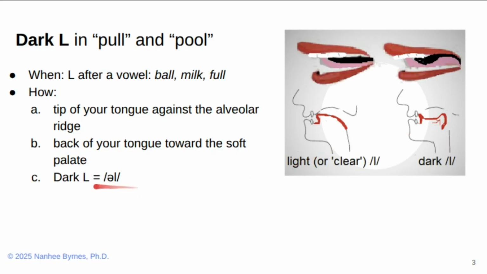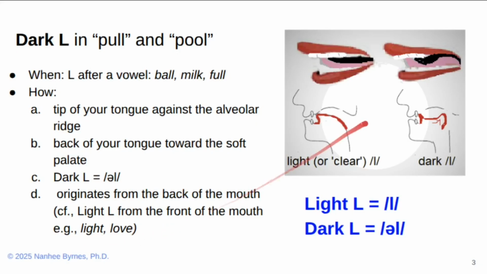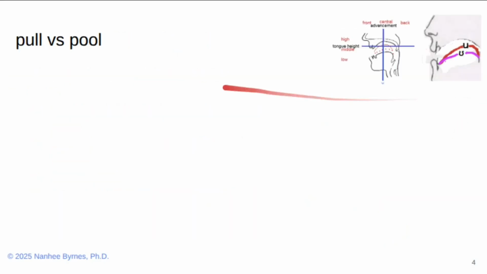The sound comes more from the back of the mouth, giving it that darker, heavier quality compared to the clear L, which you hear at the start of words like light or love. Try it yourself. Say, ooh, and feel how the tongue pulls back, creating that darker resonance. The only difference between pull and pool is the vowel sound.